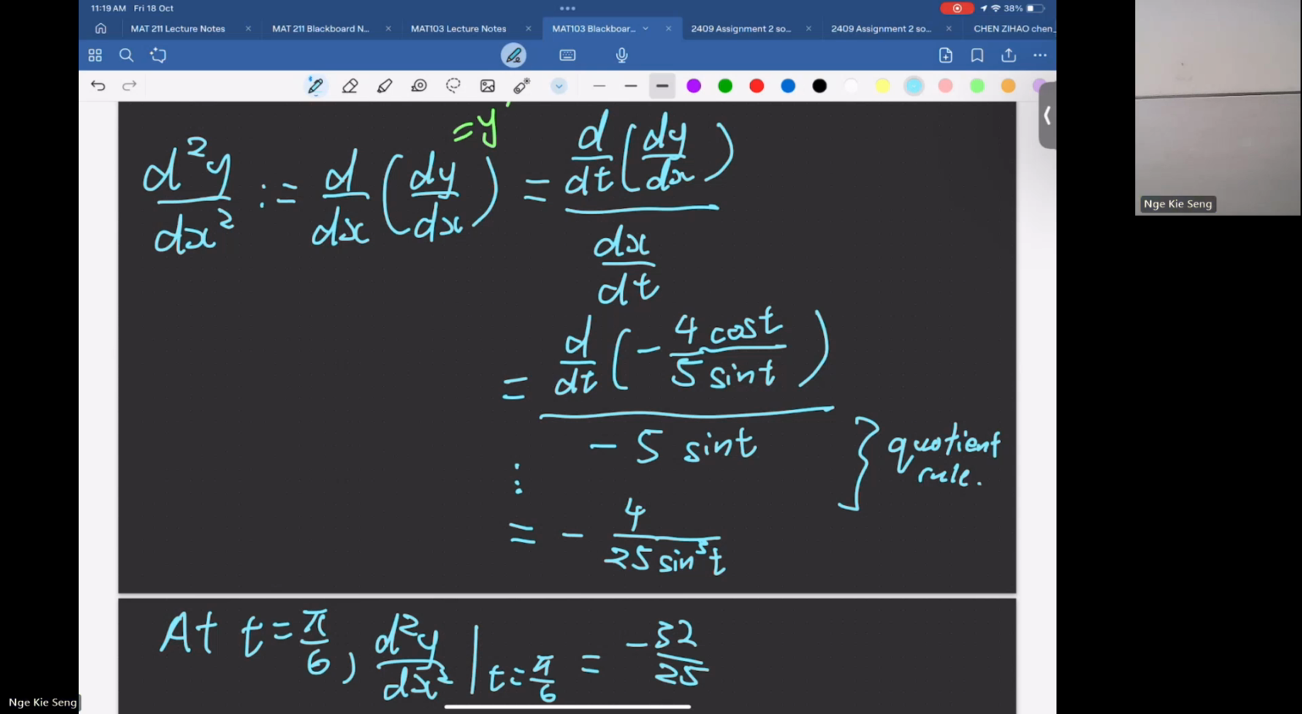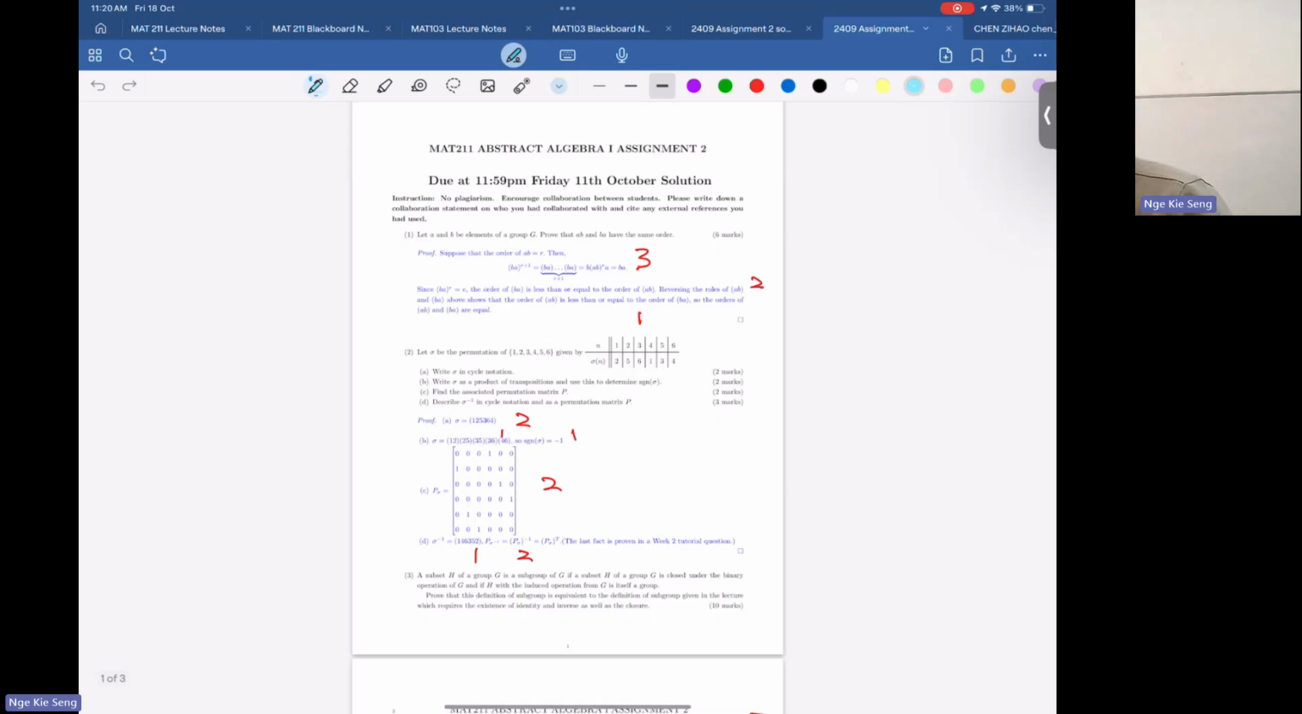Any questions so far? Do you know how to use the dy/dx formula here, using the chain rule? This is the main thing you need to know today. And what are you really computing? These are the main things you need to understand. If okay, then we can proceed with the assignment question.